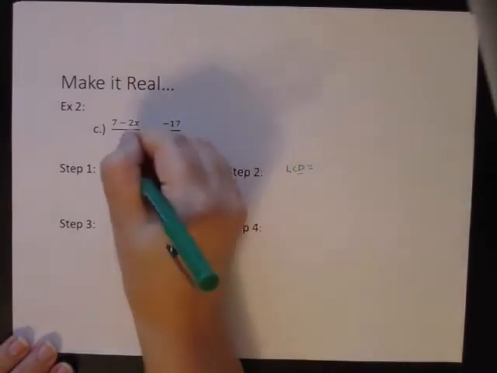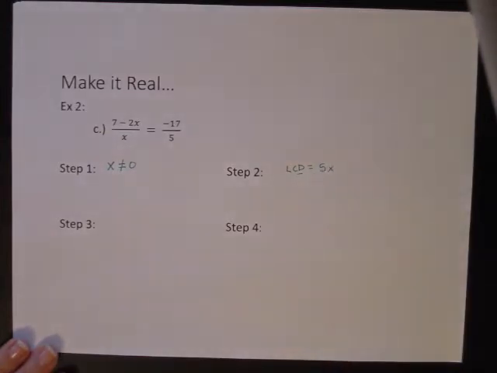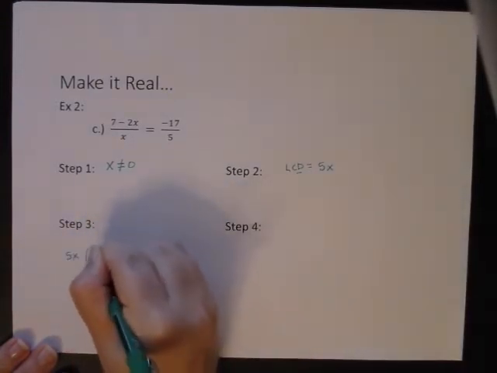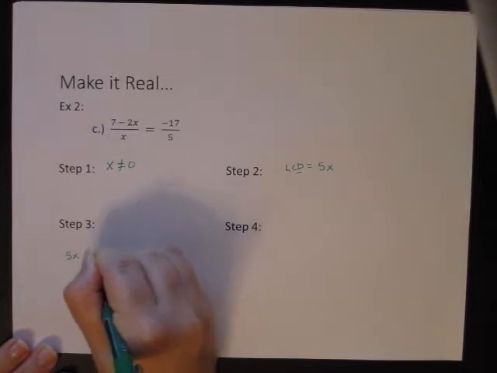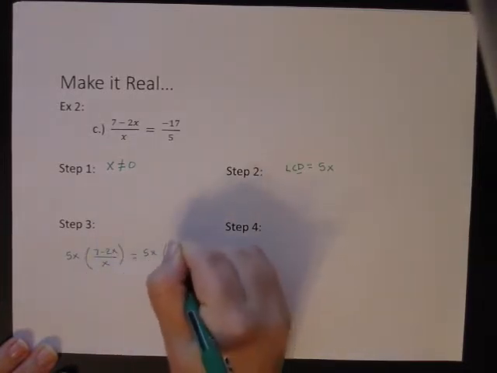Alright, step 2, I have to find my LCD. Again, I'm just looking at my denominators, so I have x and I have 5. So my LCD is going to be 5x. Then I take my LCD and multiply it by each term. So I would go 5x times 7 minus 2x over x equals 5x times negative 17 over 5.